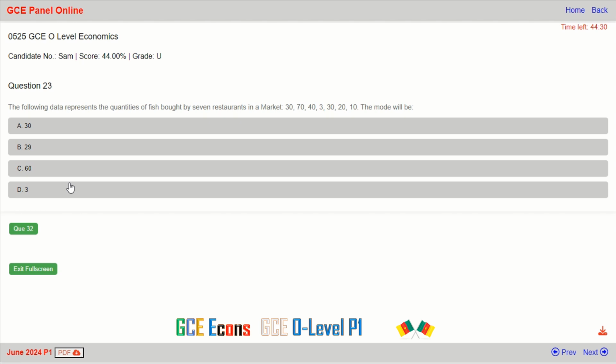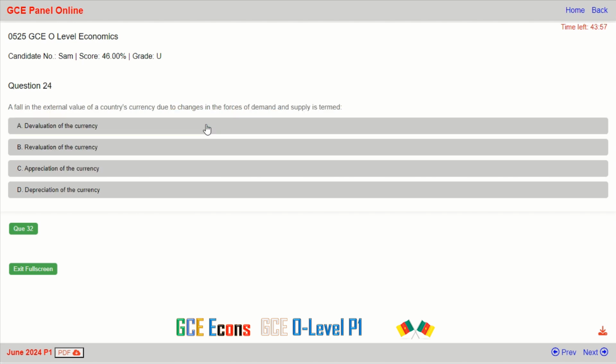The following data represents the quantities of fish bought by 7 restaurants in the market. Those are the values. You have 30, 70, 43, 30, 20, 10. What will be the mode? So the mode here is the data with the highest frequency, and the only data here with the highest frequency is 30 because 30 occurs twice, while all the other values occur just once.